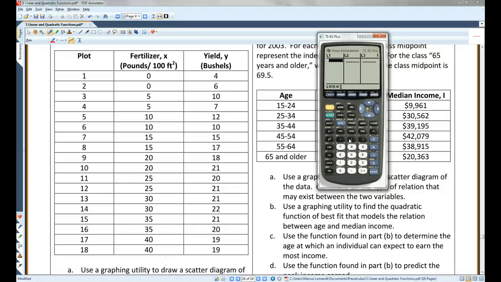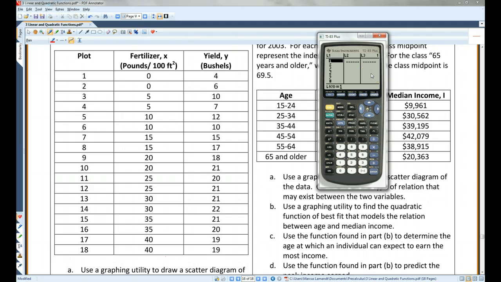1, 2, 3, 4, 5, 6, 7, 8, 9, 10, 11, 12, 13, 14, 15, 16, 17, 18. Okay, over here we've got, oh, sorry. Let's change this. This is your X, and this is your Y, not this column. This is just the number plot.